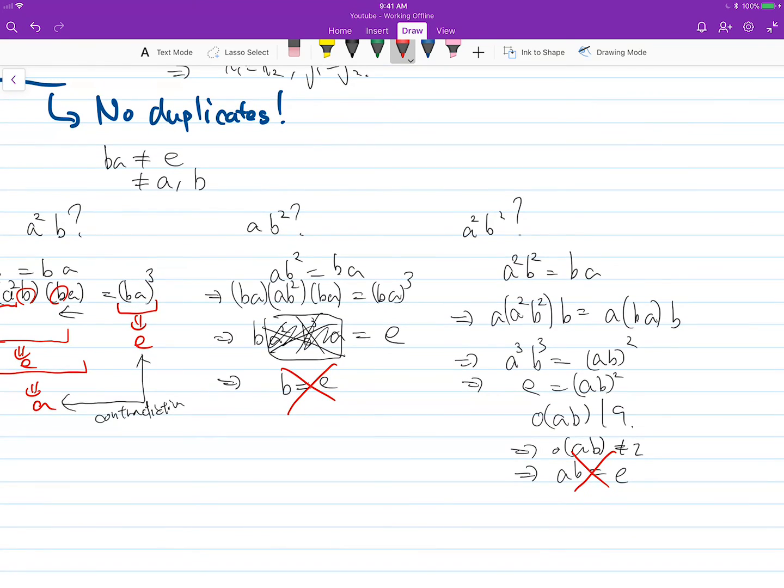So the only possible element is A to the I, B to the J, or should I say A to the 1, B to the 1. So just AB. So in each case, we proved that G becomes abelian. So as long as you have a group and you know that the order is 9, then we know that that group has to be abelian.